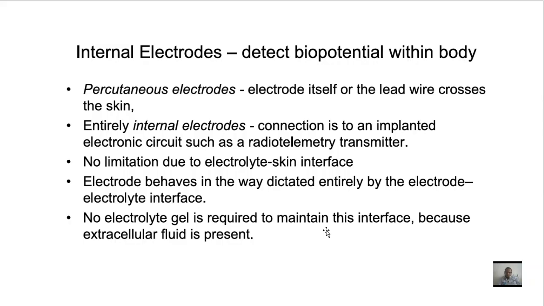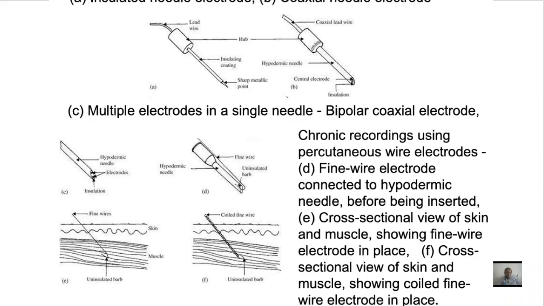So the electrode behaves like an electrolyte interface. No electrolyte gel is required to maintain this interface because extracellular fluid is present. So as it is internal electrode, it is available within the body, so no electrolyte gel is required to apply on the surface of the skin. So this is the internal electrode. Okay.